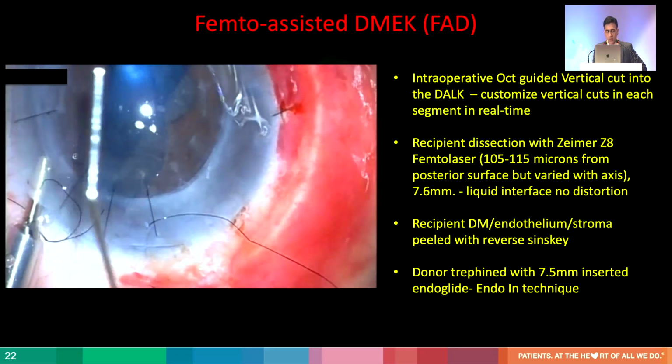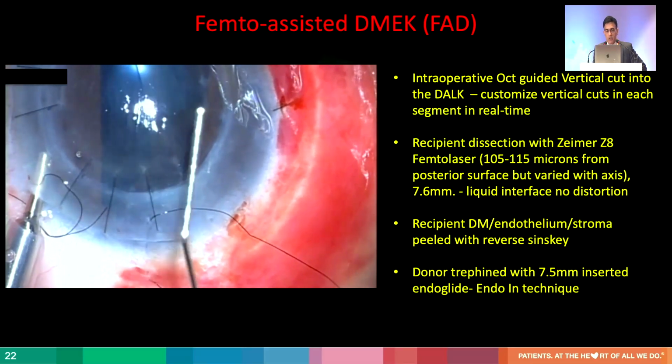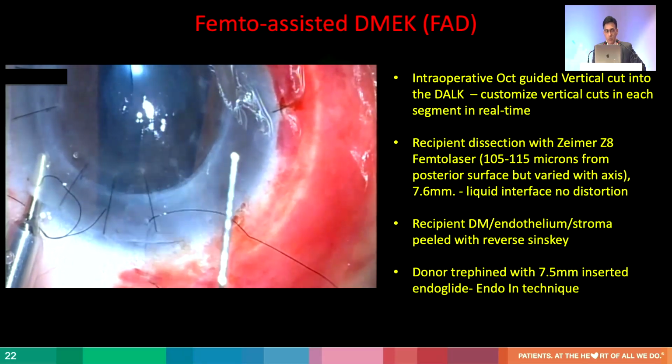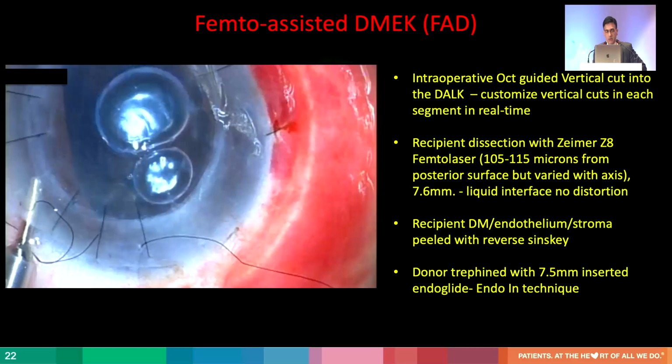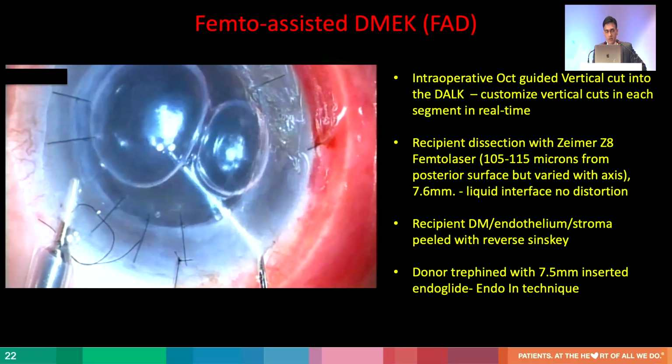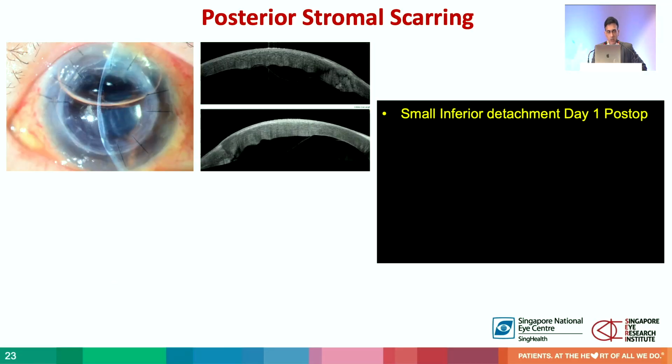So we do an endo-in technique, so we're holding onto the graft. Once the graft is in position, you will then tamponade this with gas like we do with normal surgery. So there we go, it's just tamponade with gas, and then the rest of the graft is opened up.